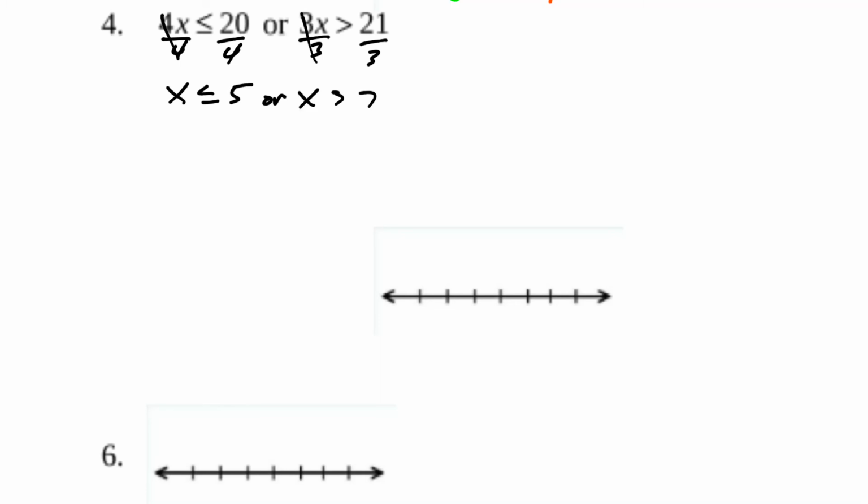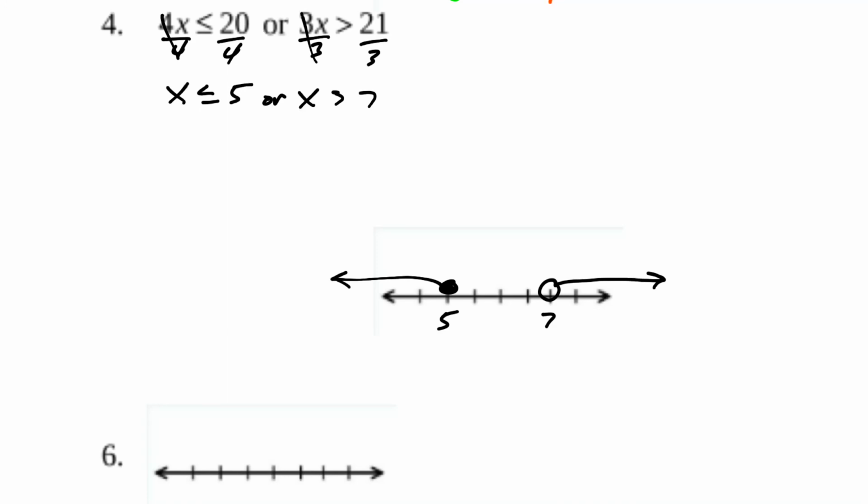So the first number we have to put on there would be 5. So let's put 5 right here. For 5, we do have the equal to bar, so we would make the solid circle. And it's the numbers less than or equal to 5, so we would shade to the left. And then on our other inequality, let's put 7 right here. That one does not have the equal to bar, so we're going to make the open dot at 7. And that's the x's that are greater than 7, so we would shade to the right.